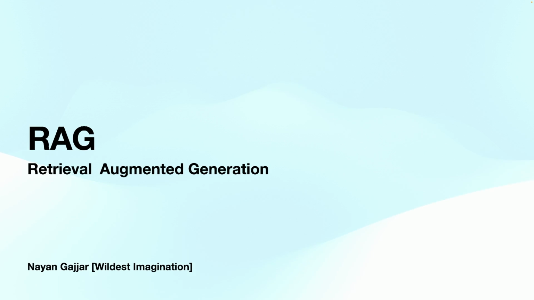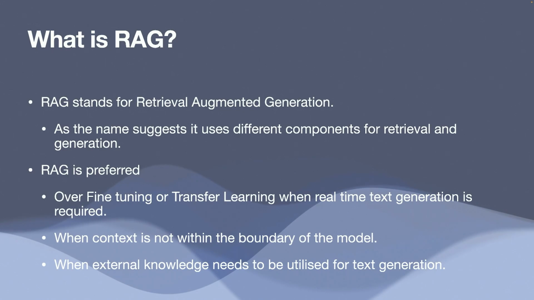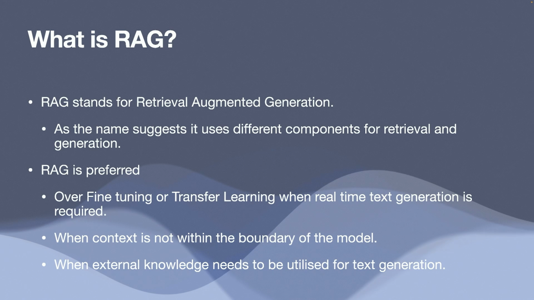Hello everyone. In this session, we will discuss an important concept in the field of NLP, that is RAG. RAG stands for Retrieval-Augmented Generation. As indicated by its name, RAG uses two components, retrieval and generation.